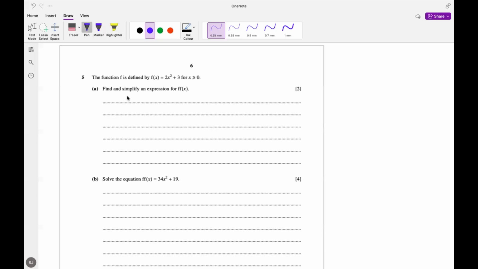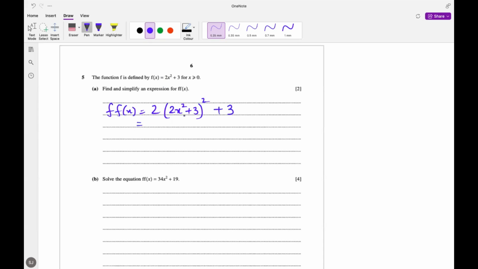In question 5, the function f is defined by f of x as 2x squared plus 3 for x greater than or equal to 0. We have to find and simplify an expression for f of f of x. Now to do that, we will substitute 2x squared plus 3 in place of x in the function f. So in place of x, we'll get 2x squared plus 3. And as x is a whole square, so we'll whole square it. And this will become a plus 3.